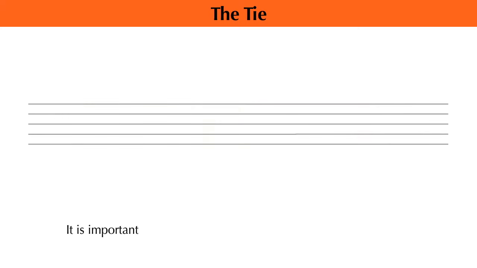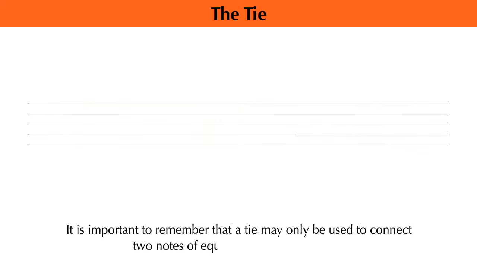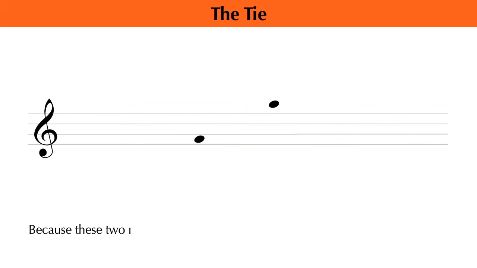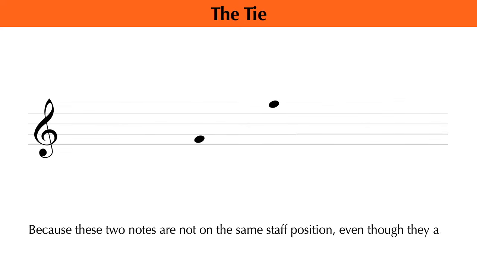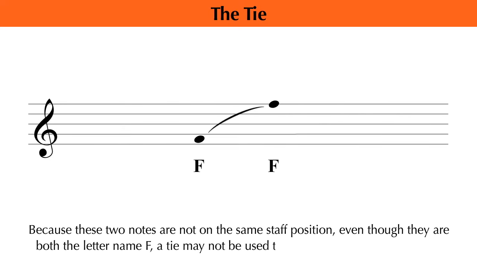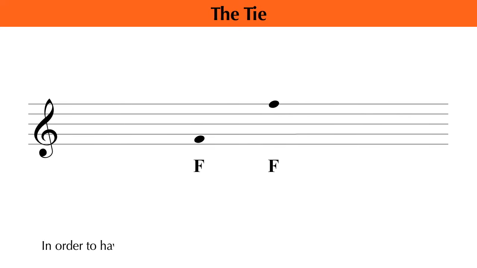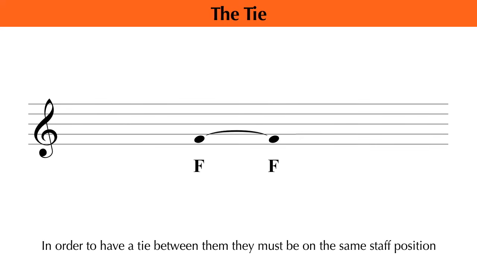Now, it is important to remember that a tie may only be used to connect two notes of equal pitch and letter name. For example, because these two notes are not on the same staff position, even though they are both the letter name F, a tie may not be used to connect their rhythmic values. In order to have a tie between them, they must be on the same staff position.